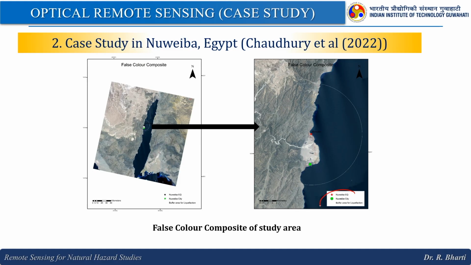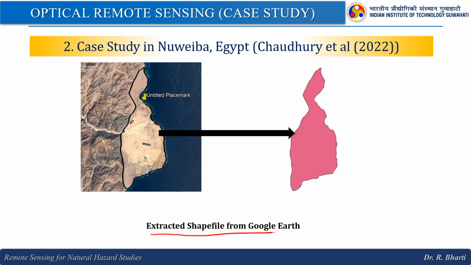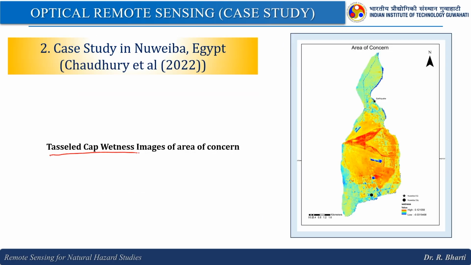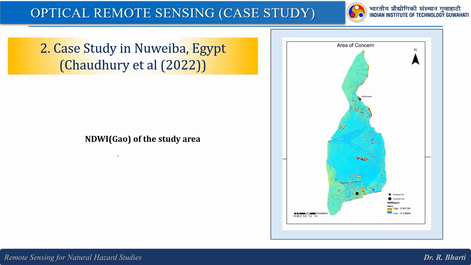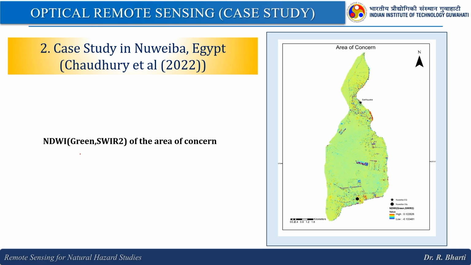So, here you can see the city and the earthquake. This is the earthquake. So, here you can see the extracted SAFE file from the Google Earth. Here there is the SAFE, and then for this particular study area, right, you have the Tasseled Cap Wetness image, and here you can see the minimum and maximum value. This is for NDWI GAO, again the minimum and maximum you can see. This is NDWI green SWIR2, that I have discussed in the previous slides.